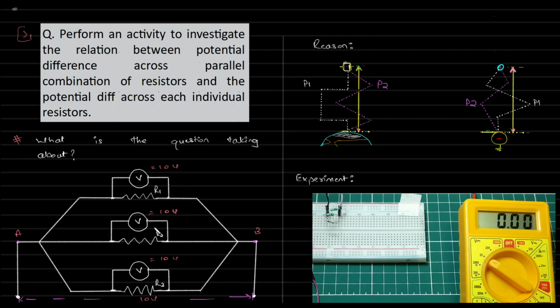Yes, the current might be different, but the voltage will be the same. Voltage across each of these resistors, between these ends, whatever the combination of resistors there are, they'll have the same voltage. The reason is quite simple.